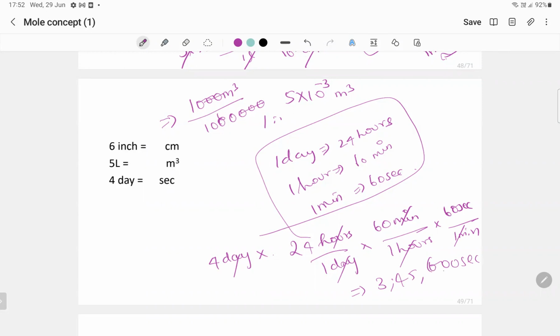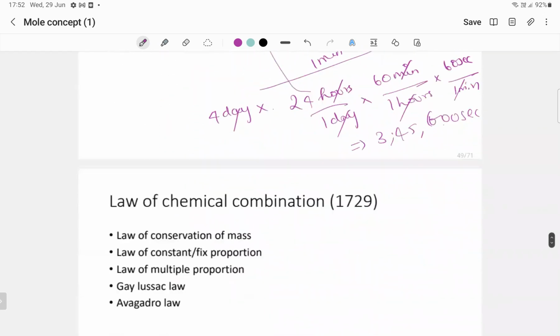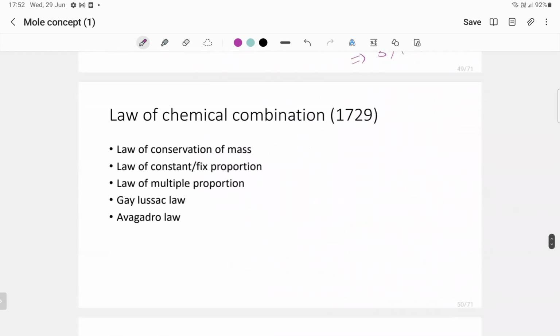Clear with this one? So the major thing you need to understand and memorize is the table. This table is very important. I think in your book there will be more conversions also. You can go through the table, because for each numerical in your physical chemistry and inorganic, conversions are highly important. Clear? So now shall we get into the actual chapter?